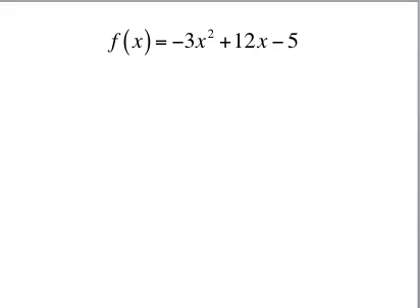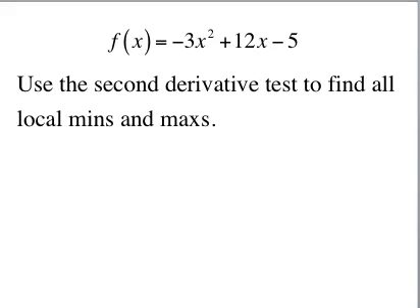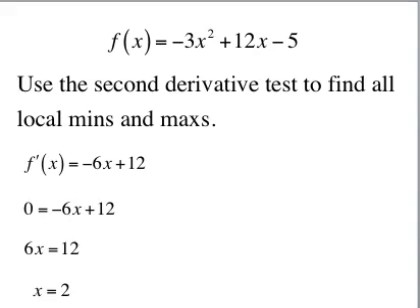Here's our first example. F of x is negative 3x squared plus 12x minus 5. We want to find critical values. We want to find points where the first derivative is 0. So using that second derivative test, first derivative, f prime of x, set it equal to 0. 6x is 12, x is 2. That is a critical value. Now we could use the first derivative test. We could try on either side of 2 to see if the function is increasing, decreasing, or decreasing, increasing. But instead I'm going to use the second derivative, which is going to get our answer fairly quickly here.